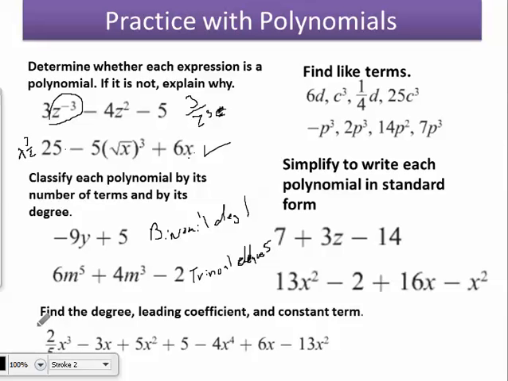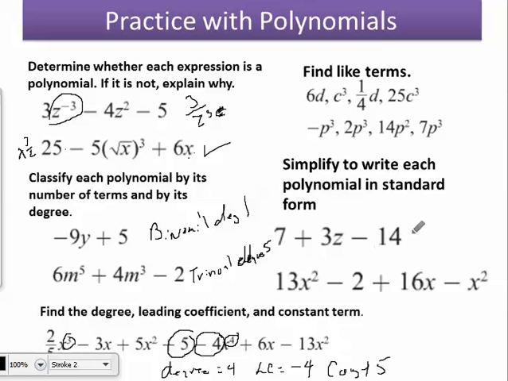It says find the degree, the leading coefficient, and the constant term. Well, looking through here, I see something to the third power. Nothing. Oh, there's one to the fourth power. Okay? That means my degree is 4. And my leading coefficient is going to be a negative 4. Where did I get the negative from? Right here. Negative 4. Okay? What would my constant term be? Well, I see a 5 sitting here. I don't see any other constants on there. My constant is going to be a 5.